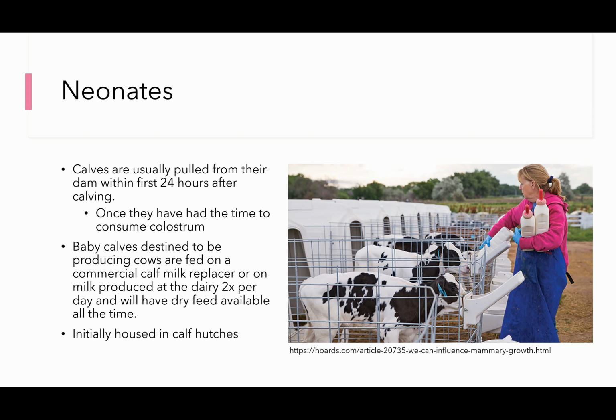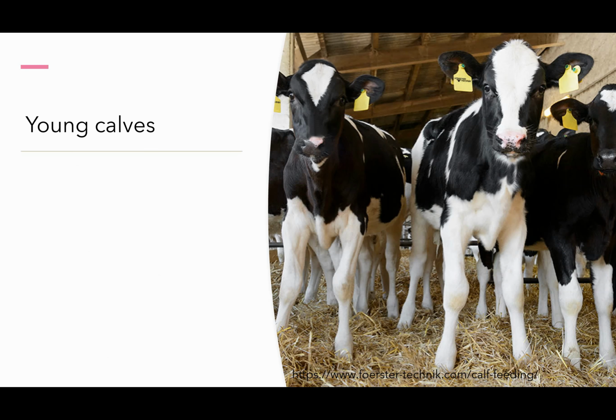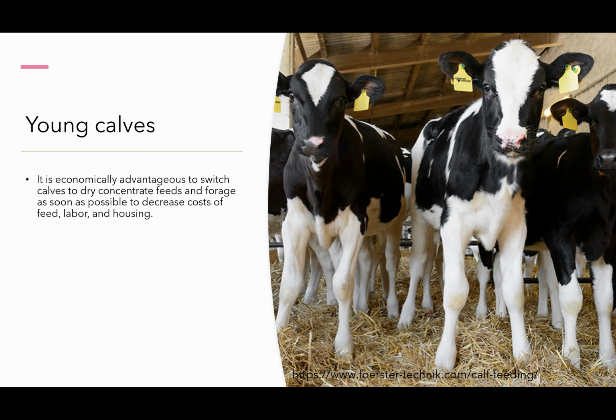Calves are initially housed in hutches, so they're pulled from the dam, and you can see a picture here. These are calving hutches. In managing the young calves, it is advantageous from a production standpoint to get the calves onto concentrates and forages as soon as possible. And this is because it's cheaper and easier. The housing is different. They don't have to bottle feed or use the milk replacers, and it takes less labor to manage the animals.